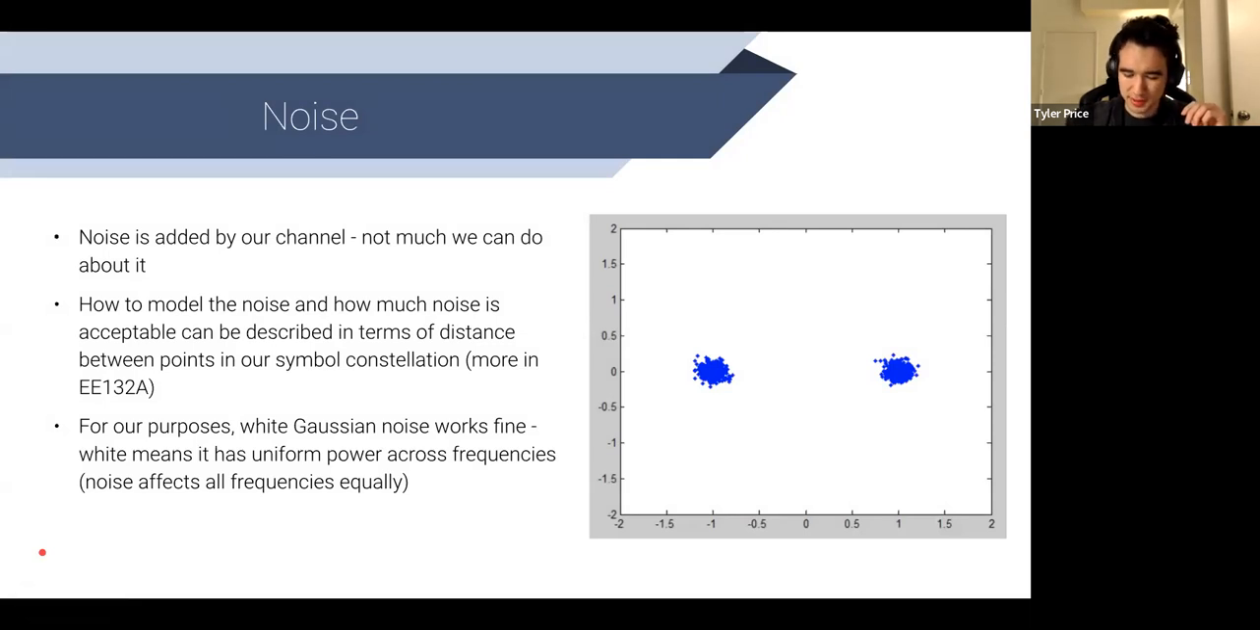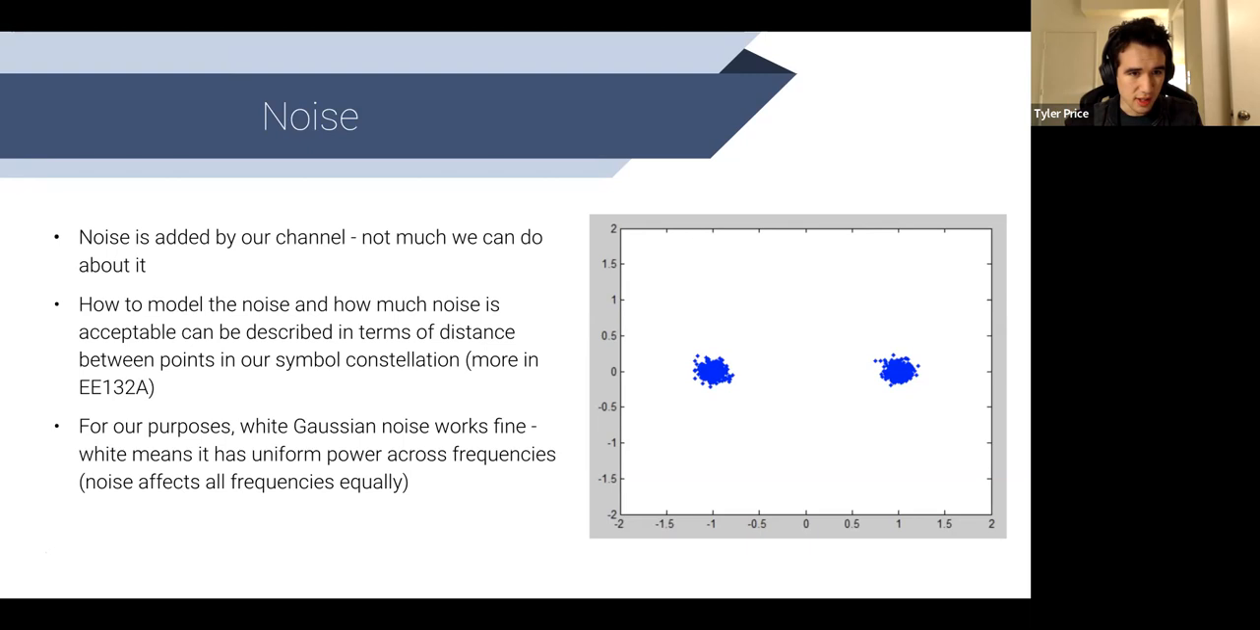So this is the one thing we can't really account for. We can model noise being added to our channel, generally just using Gaussian white noise, which means that it's going to be uniformly added across all frequencies that are transmitted.